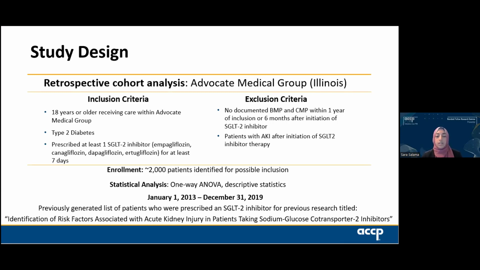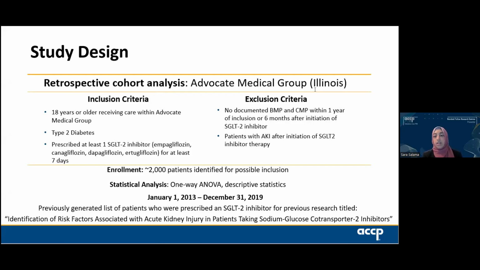Our study was designed as a retrospective cohort analysis within Advocate Medical Group. Patients were included if they were at least 18 years or older and receiving care within the Advocate Medical Group system. They had to have a documented indication of type 2 diabetes, and had to have been prescribed at least one of the following SGLT2 inhibitors: empagliflozin, canagliflozin, dapagliflozin, or ertugliflozin for a duration of at least 7 days.